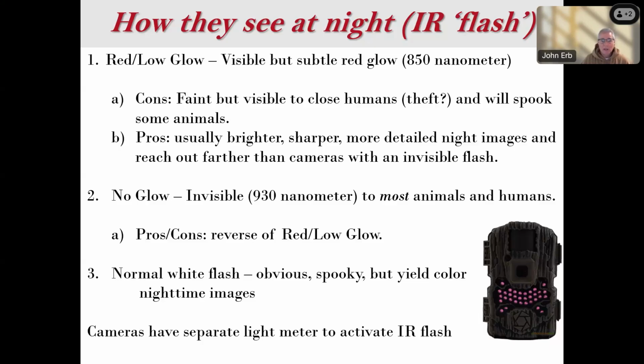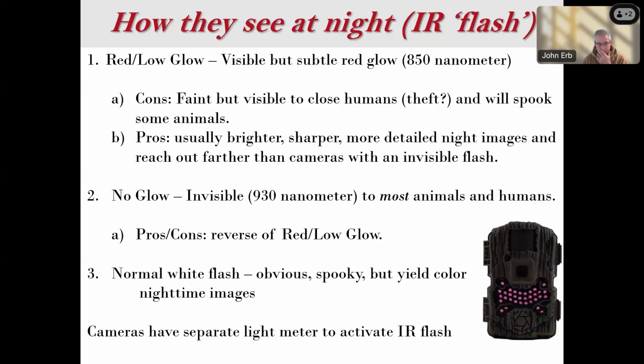Conversely, a no glow flash is just in a different wavelength, but it is more invisible to animals and humans. The pros and cons are kind of the reverse. You won't get quite as sharp and bright and detailed images at night, and might not get quite as far out, but it's much less apt to spook animals. So if you're trying to get pictures of wary animals and you want them to come back and get more pictures later, no glow can be a real advantage for those types of species.